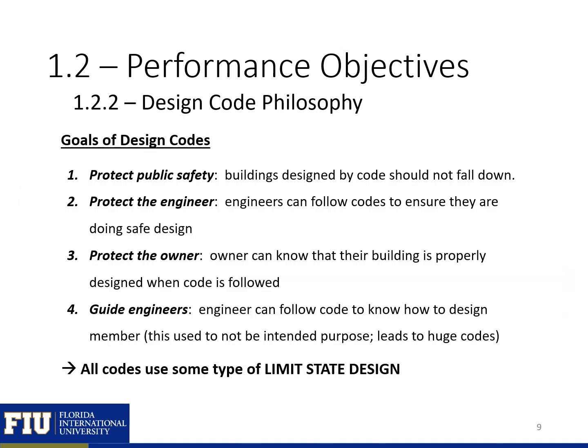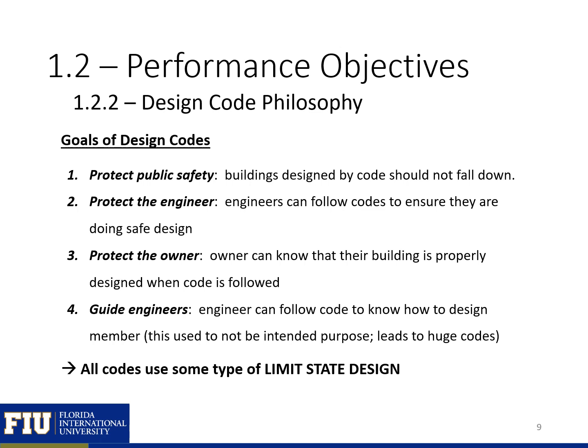That brings us to our discussion of design codes. And first we'll look at the main goals of design codes. There are 4 main goals. The first is to protect public safety. Buildings that are designed by the code shouldn't fall down. So having the design code helps to protect the public.